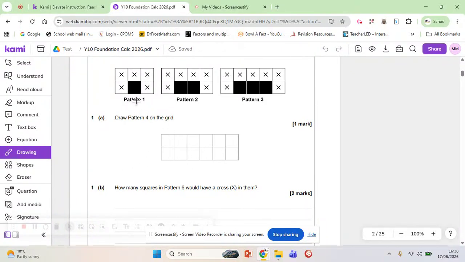Okay, so for this one, pattern 1 has 1 square, pattern 2 has 2 squares, pattern 3 has 3 black squares, so we're expecting pattern 4 to have 4 black squares. So 1, 2, 3, 4, and then we've got crosses around the outside.